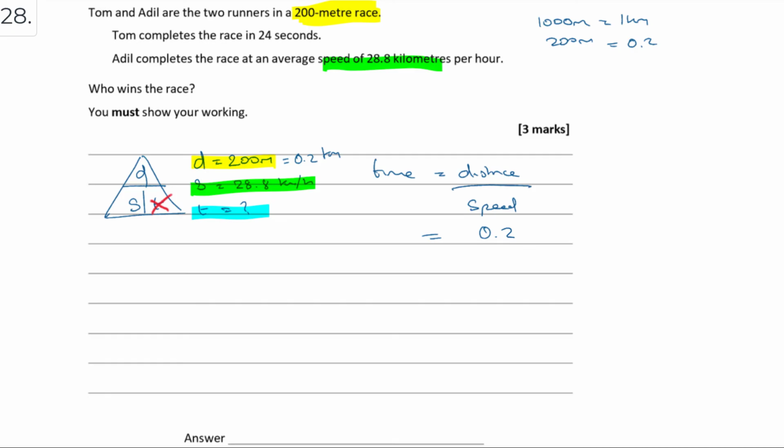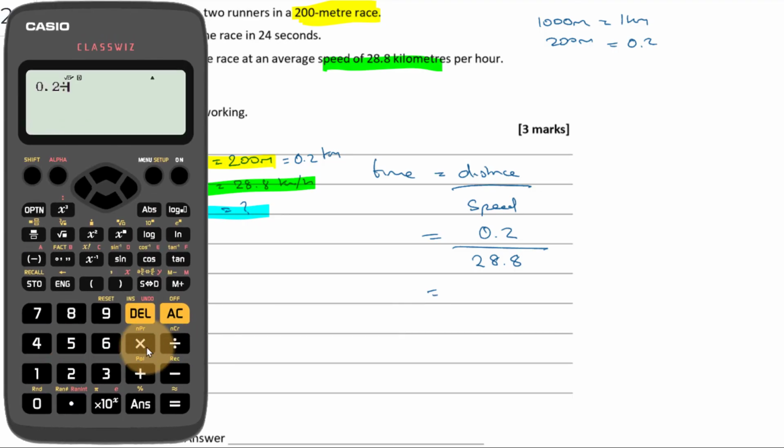So 0.2 divided by 28.8. What's that then? That's a very short time in hours. 0.2 divided by 28.8 comes out to be 1/144th, or 0.00694, looks like it's recurring there. Might just write that as 1 over 144 for now. So that's in hours, isn't it?